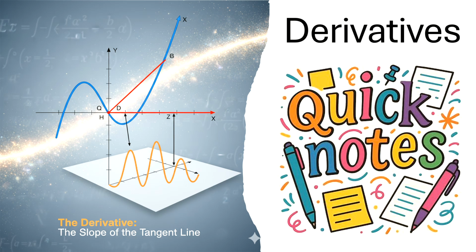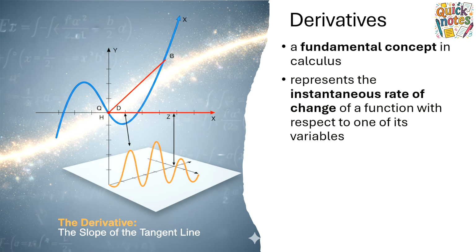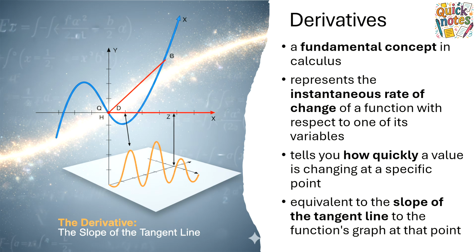Some quick notes about derivatives. Derivatives are a fundamental concept in calculus that represents the instantaneous rate of change of a function with respect to one of its variables. Essentially, a derivative tells you how quickly a value is changing at a specific point, which is equivalent to the slope of the tangent line to the function's graph at that point.